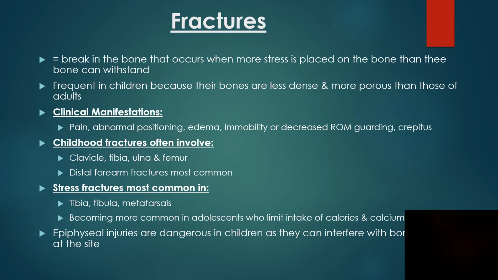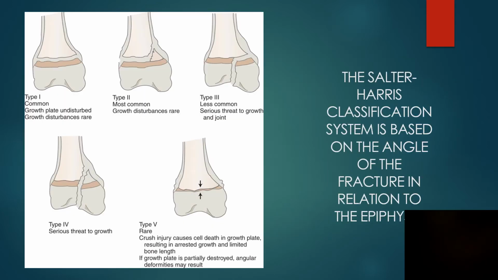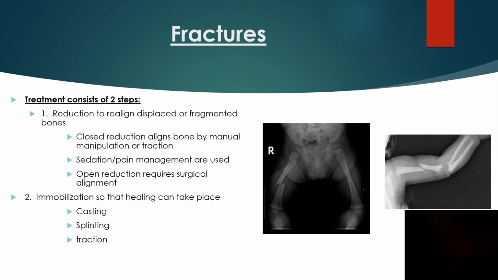Epiphyseal injuries are dangerous in children. Remember that they can interfere with the growth of that bone in the future, and so injuries to that area are of great concern. This slide just shows you the different types of classification system used for fractures at the epiphyseal plate or the epiphysis. And you can see that there are very common ones, the most common being type 2. And you don't need to know this for the exam, but it is important to know the different types of fractures that can occur at that epiphyseal region.